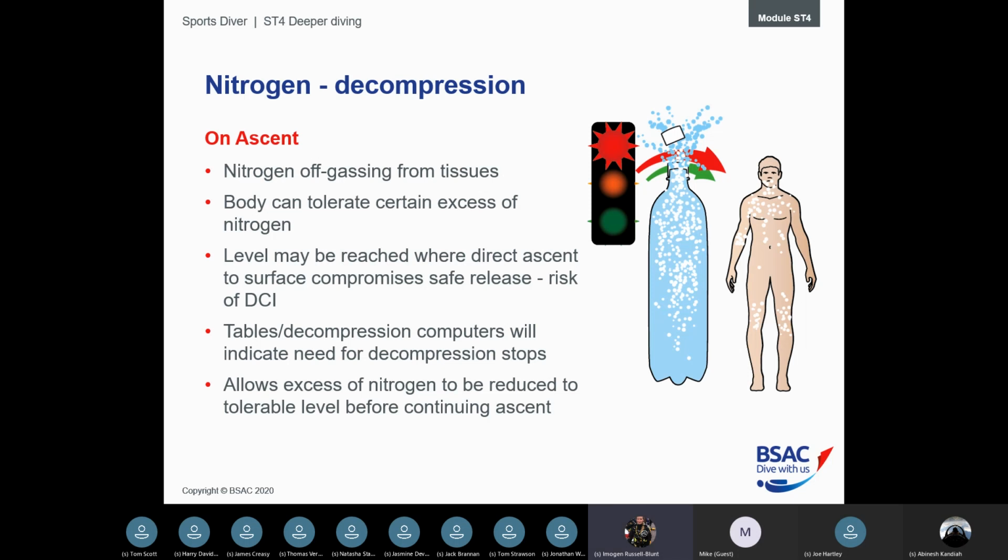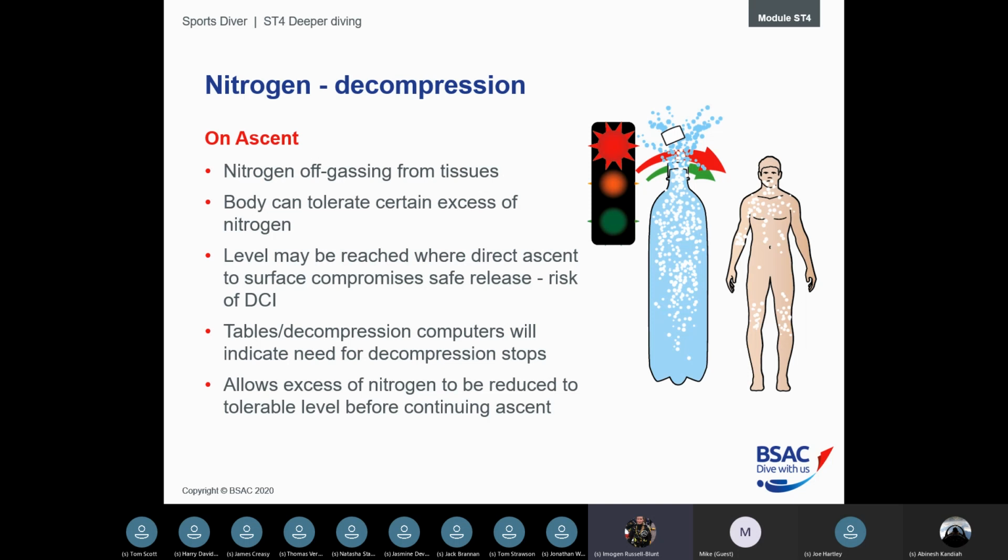Tables and decompression computers, any dive computer mainly, will indicate the need for your decompression stops, especially mine. It will flash at me, a little alarm sound, and it has like a timer. I know the club ones have like a little beep and they have a timer and tell you how long to stop for. And they basically tell you to stop. It's quite handy. You don't need to think about it beforehand.